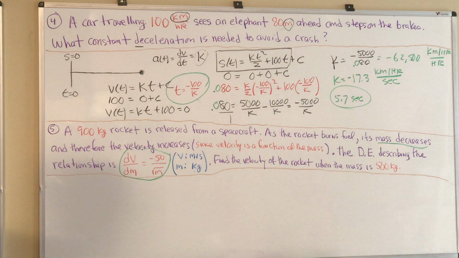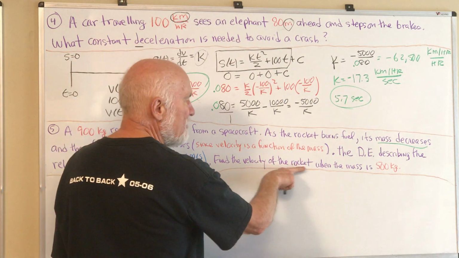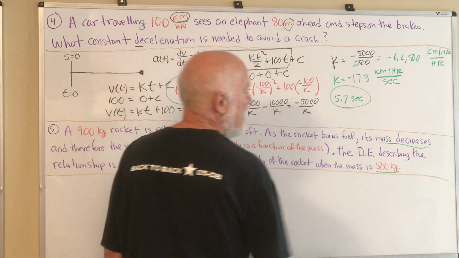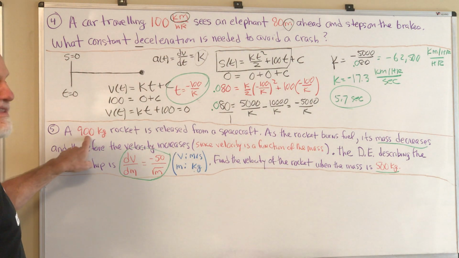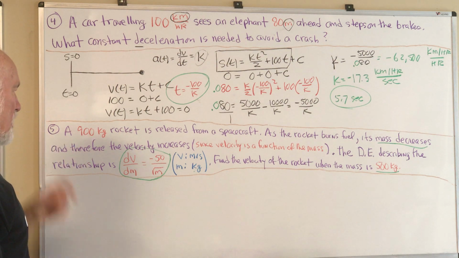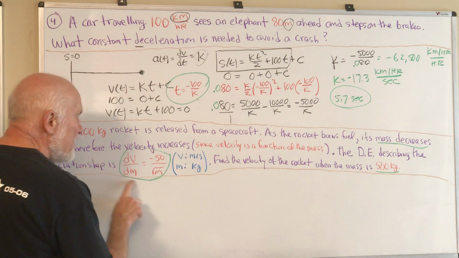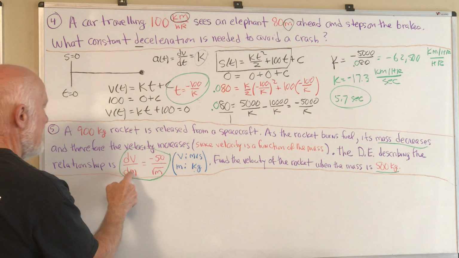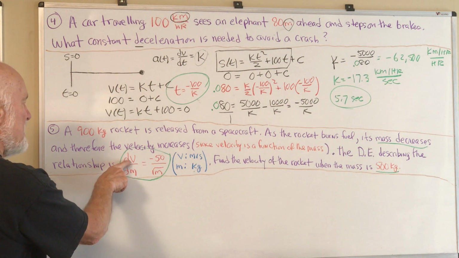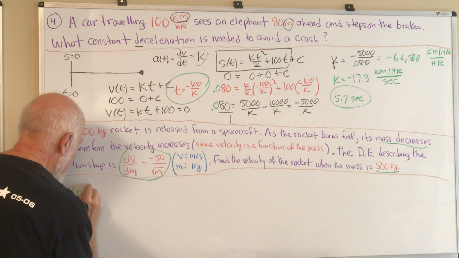And what they'd like to know, they want to know what the velocity of the rocket is when the mass turns out to be 500 kilograms. When it's down from 900 kilograms, it's lost some fuel. So what do we have to do? Again, we just have to solve this differential equation. So we say the antiderivative of dv dm is v. It's v of m.